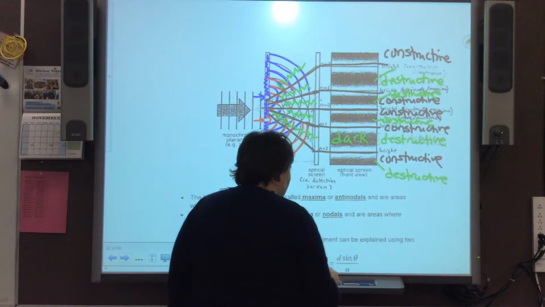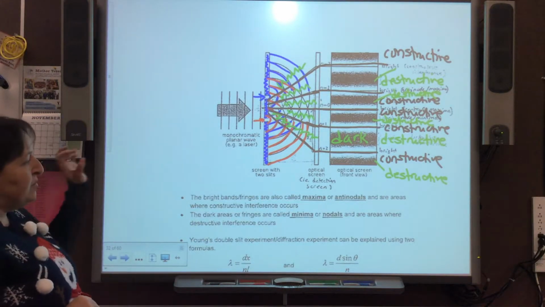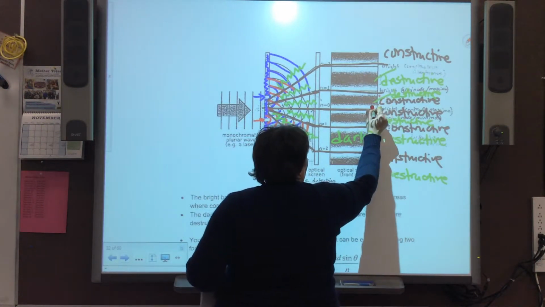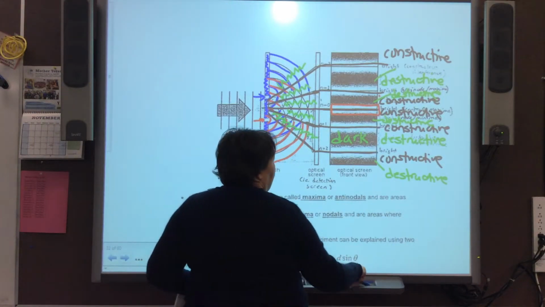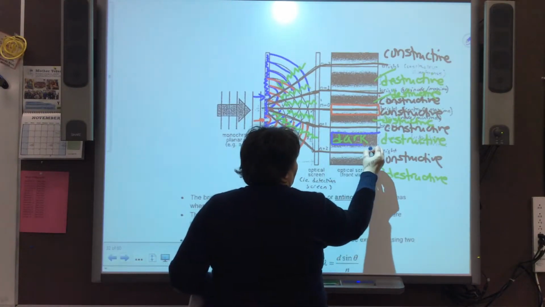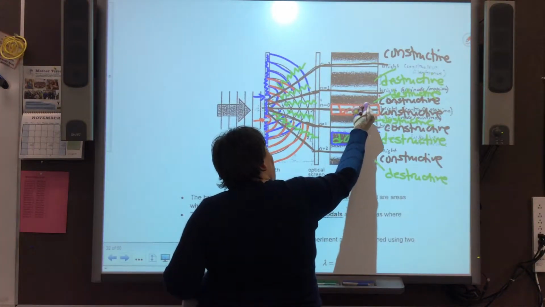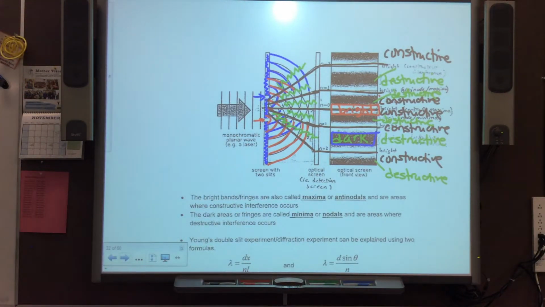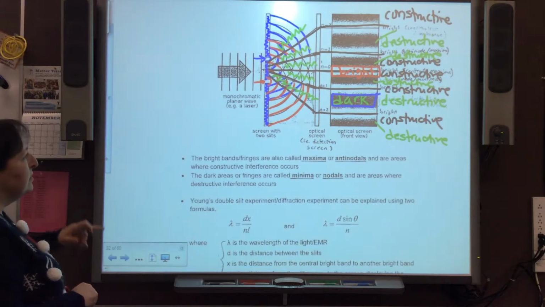Okay, that one's done. Now, the constructive, you can see, is the bright area. And you can see here that the destructive is the dark area. Not only do we call them constructive and destructive waves, we also call them maxima and minima.